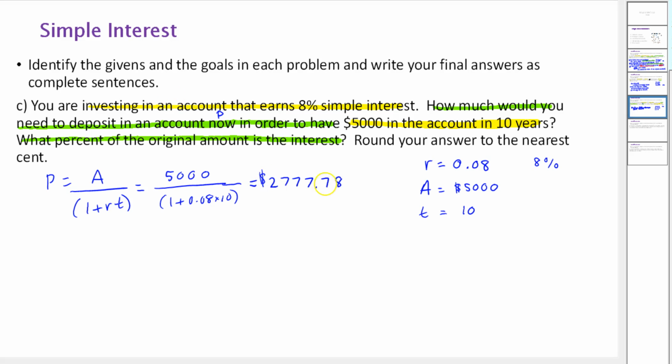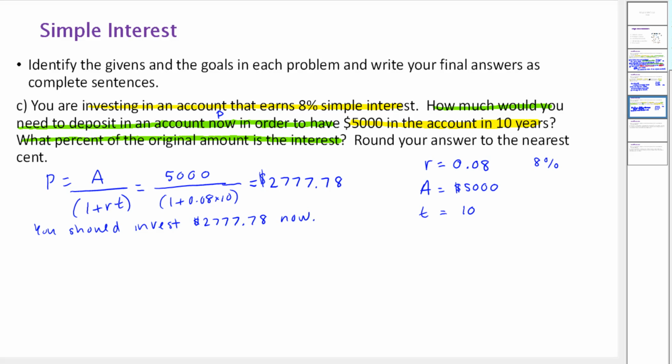Okay, so some things to notice to be able to verify your work. Notice that this value, the original principal, should be less than the end amount. Since you're earning interest, the end amount should be more than the principal. Okay, so check for clues like that as you're reading through the problems to make sure you use the right formula. And let's write that as a sentence. You should invest $2,777.78 now.